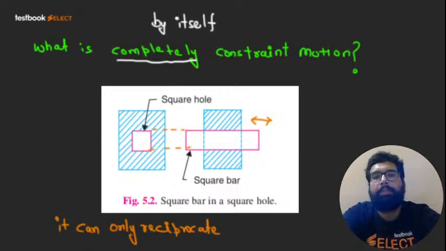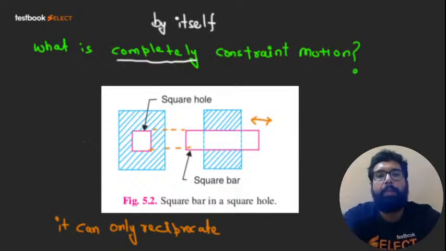Please answer me. A square hole is not making any motion, beta. A square hole is not making any motion, my dear. Only the bar is making a motion. Getting my point? Only the bar is making the motion.